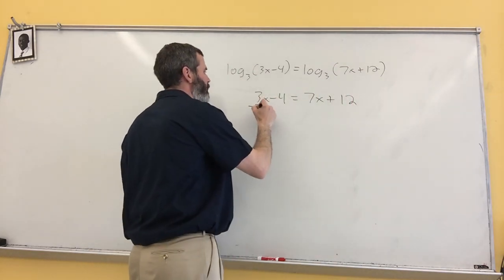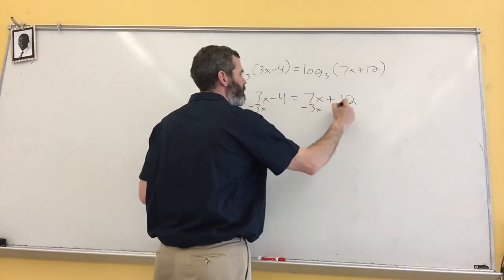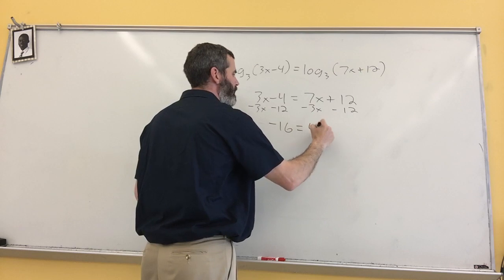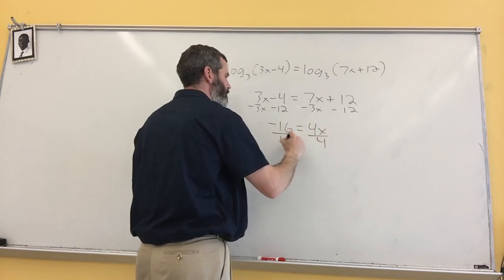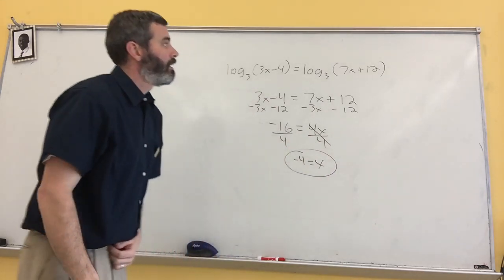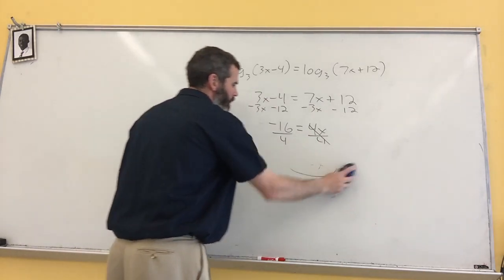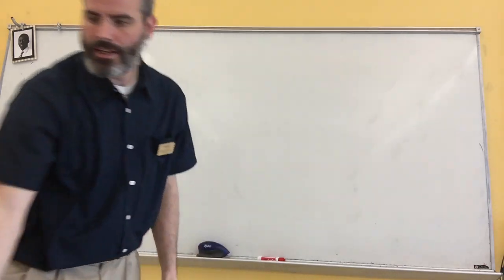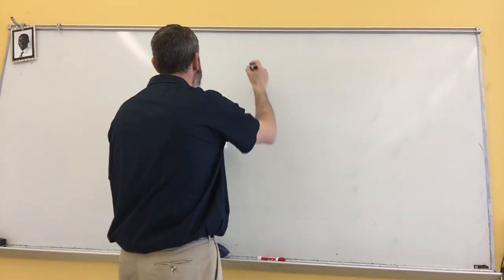Solve for x: minus 3x, minus 3x, minus 12, minus 12. You get negative 16 equals 4x. Divide both sides by 4, x equals negative 4.